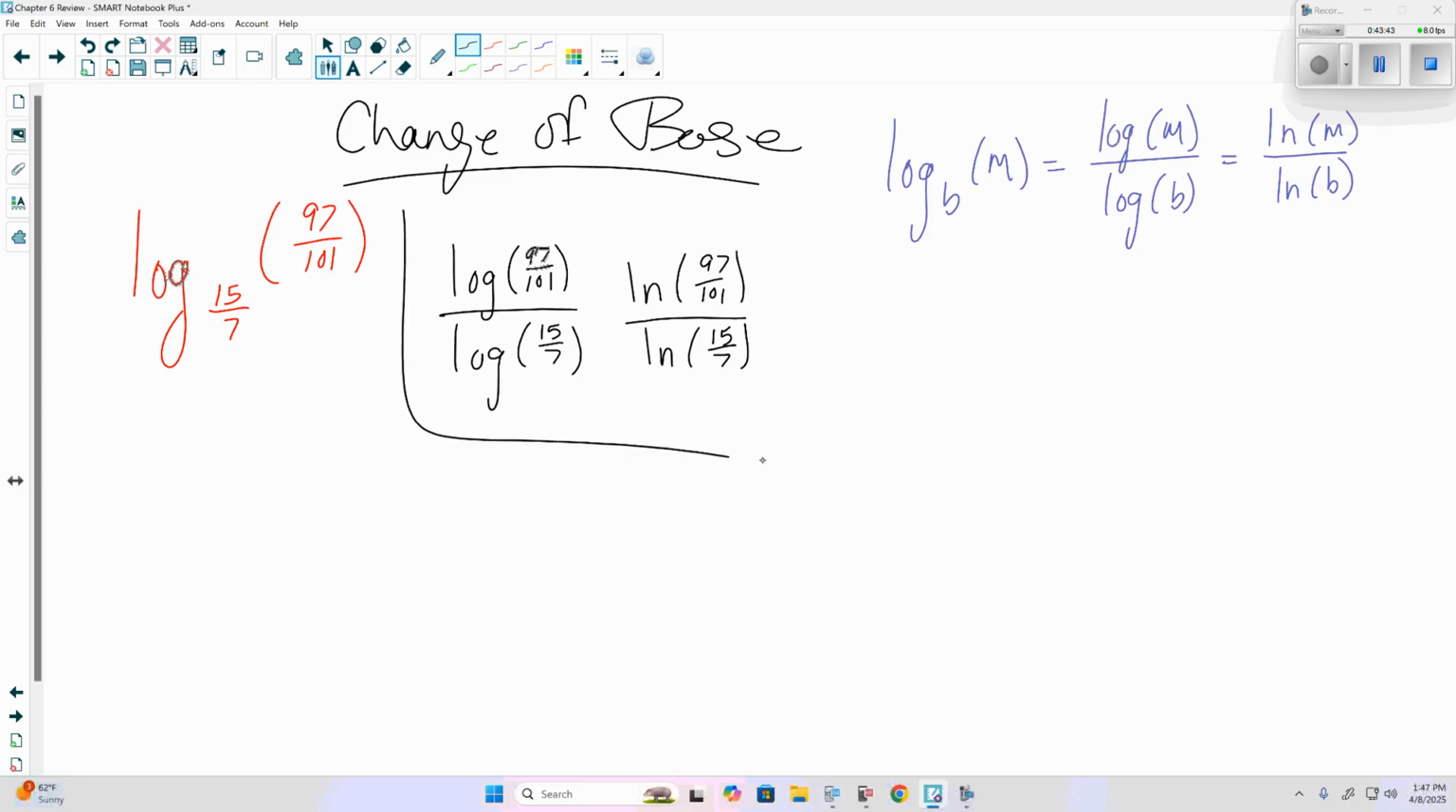This is nice when we don't have a graphing calculator to calculate this. We can change it into something that would work on most any calculator. Any calculator can take log of 97 over 100 divided by log of 15/7. That's it. Questions on this here? I did this one just to reiterate that it doesn't matter what the number is, we can do it. It's going to follow this process the exact same way.